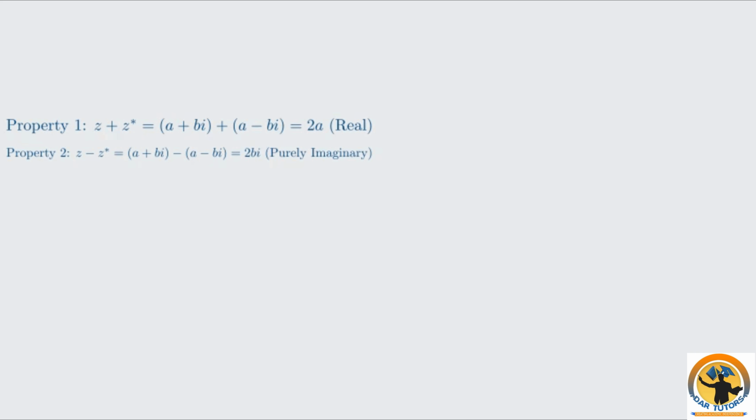Second, the difference between a complex number and its conjugate is always a purely imaginary number. z minus z star is 2bi. The real parts cancel out. These properties are very useful in solving problems and proving theorems involving complex numbers.